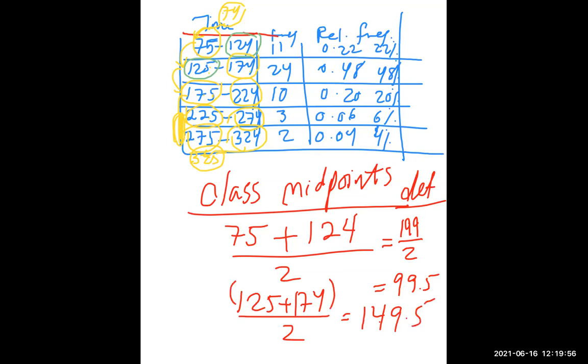So do the math for me. That number should be halfway between these two numbers. Did you get 149.5? Confirm, please. I want you to do it with me because I know how to do them, and I want you to also practice it. Okay, great. So now let's go to graphing the histogram.